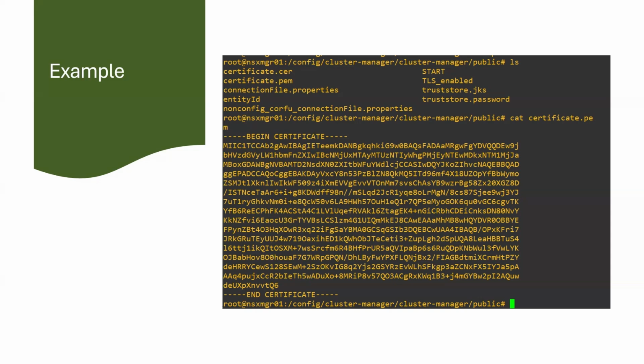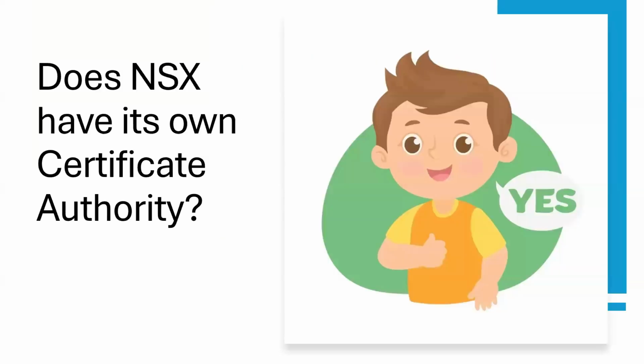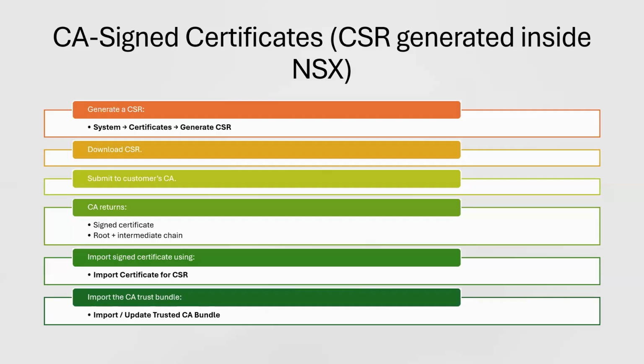Now the question here is, when I say auto renewal of certificates by NSX Manager, then it should have a certificate authority, right? So the question here is, does NSX have its own certificate authority? Because vCenter has a certificate authority, we know. Same as vCenter, the NSX Manager also has its own certificate authority. So that is the reason some of the certificates related to the microservices are getting renewed automatically.